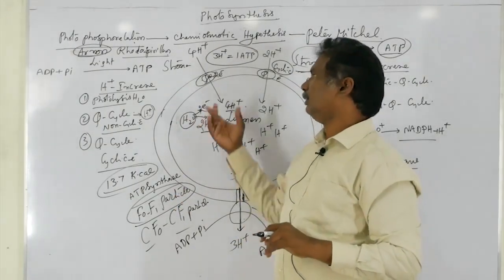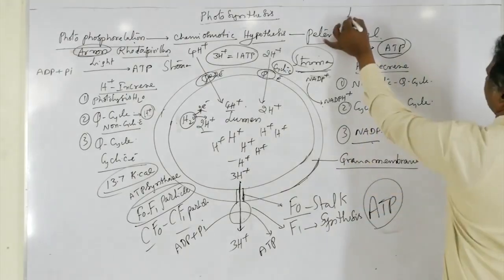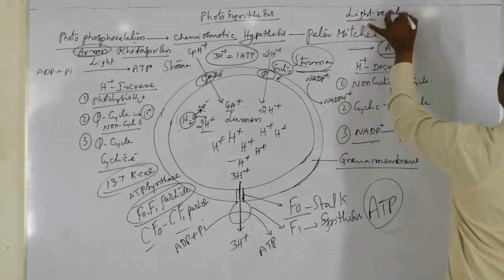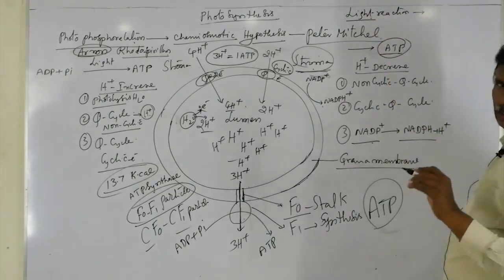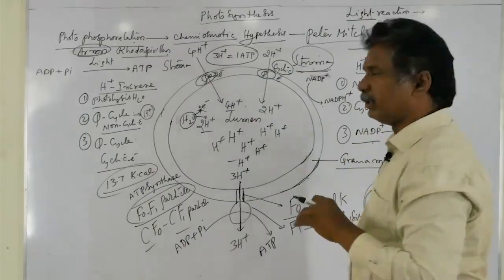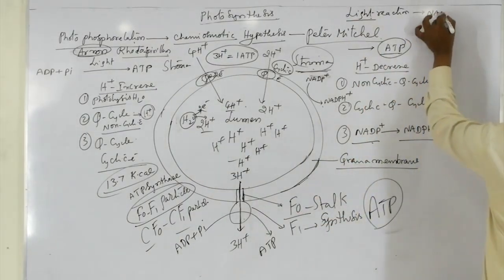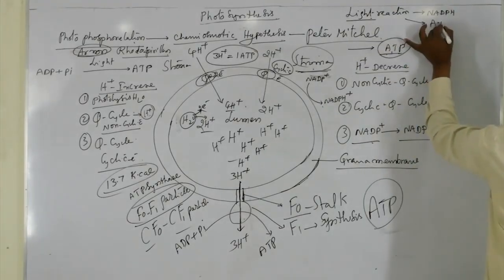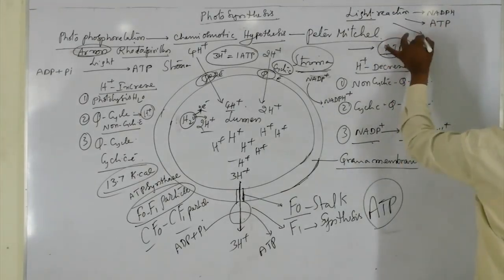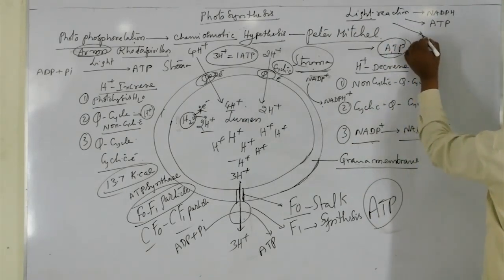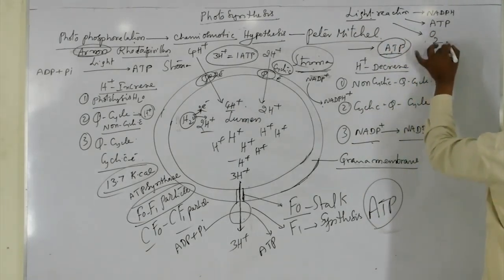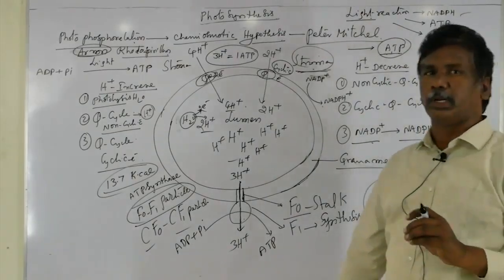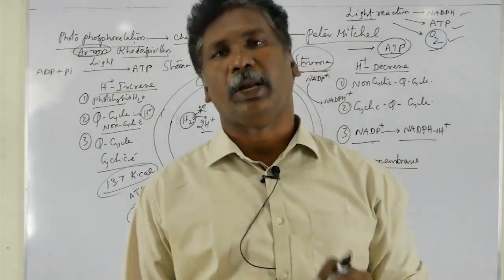Okay, so you can see the end products of the light reaction. Already in non-cyclic electron transport, NADPH and also ATP are formed, and in non-cyclic, oxygen is also released. So these 3 are considered the end products of the light reaction.